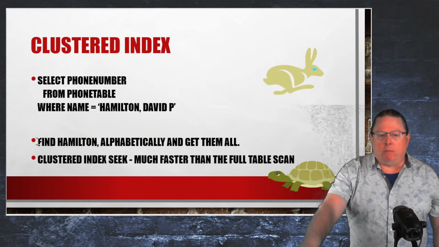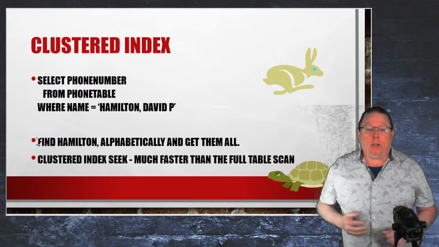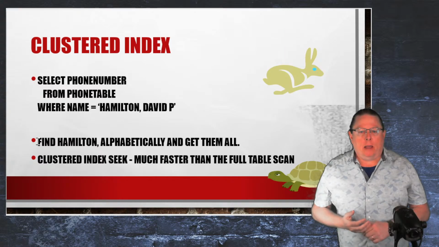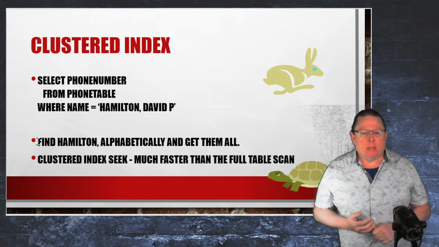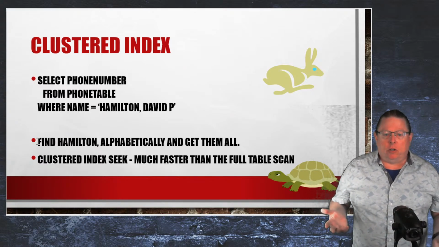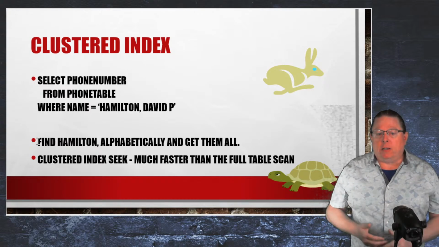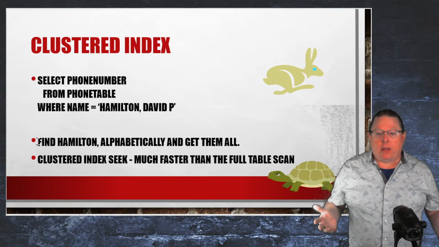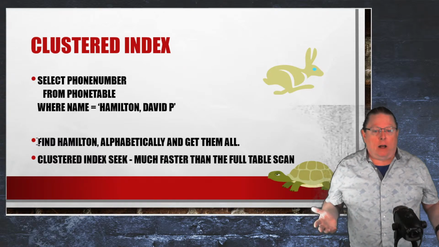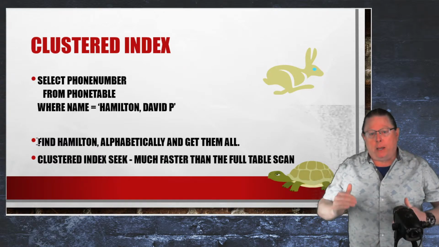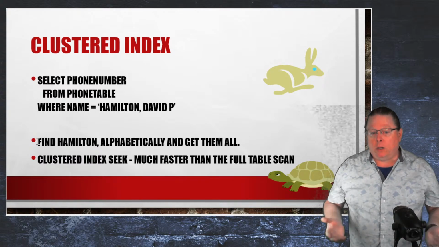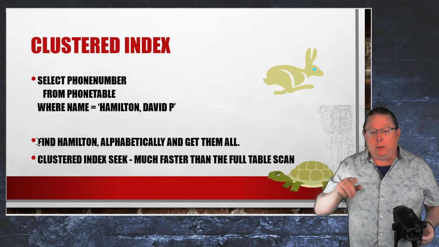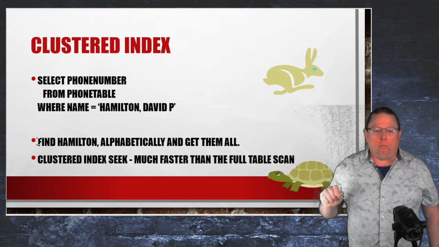The example of that would be a select statement like this, where you say select phone number from phone table where the name is Hamilton, comma, David P. In this case, it goes directly there, and that's what's referred to as a clustered index seek. If that table has 1,000 pages in it, instead of scanning all 1,000 pages like a heap or a full table scan would do, it's able to use the index and jump through this B-tree structure to get quickly to the row you need.